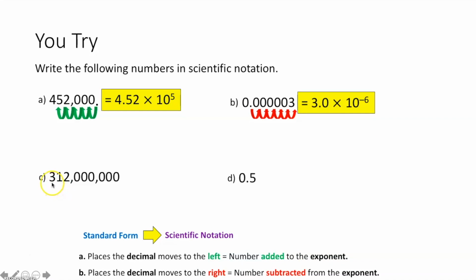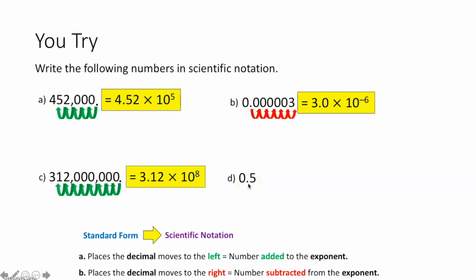Here, I take 312 million, and I need to find my decimal. It's at the end. Since there is no decimal, it's at the end of the number. And I'm going to move it to the left 1, 2, 3, 4, 5, 6, 7, 8 places until I get a number that's between 1 and 10, 3.12. So 3.12 times 10 to the what? Well, I moved to the left 1, 2, 3, 4, 5, 6, 7, 8 places. So it would be 3.12 times 10 to the 8th power because I moved to the left. So my exponent is going to be positive.